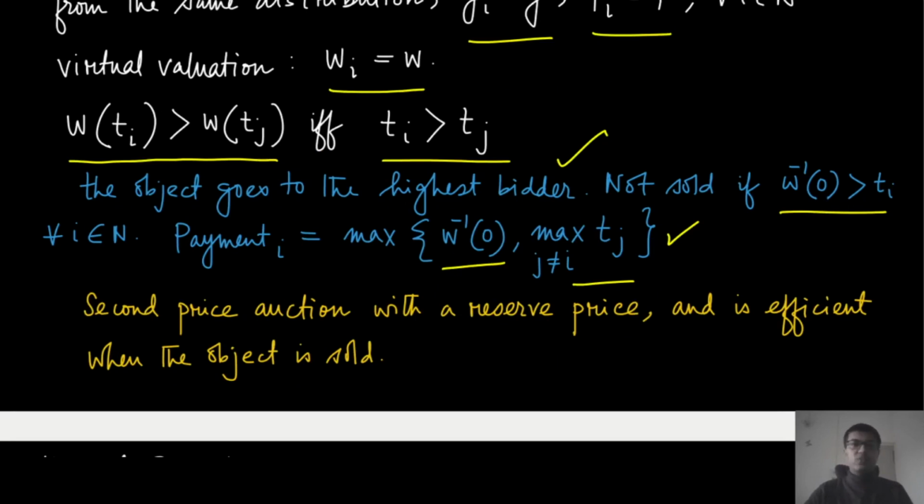If there exists one individual who is above the reserve price and everybody else is below, then he pays the reserve price and wins that object. Otherwise, it is the usual second price auction where the highest bidder wins and pays the second highest bid. So if the object is sold, then it is an efficient allocation.